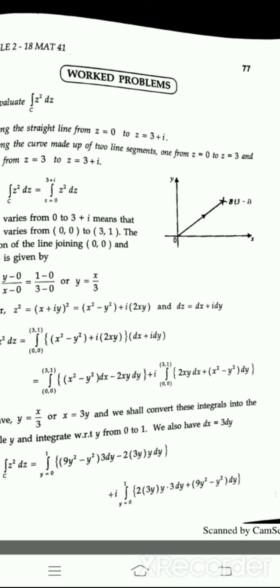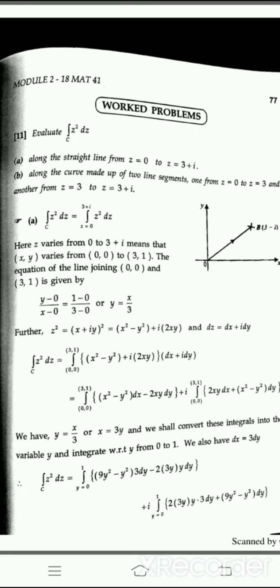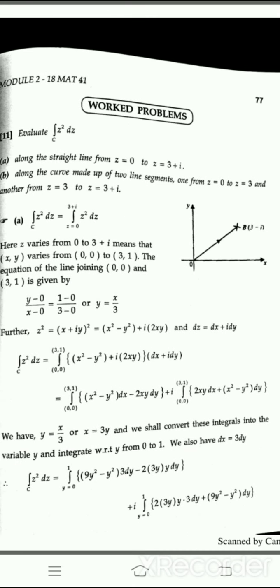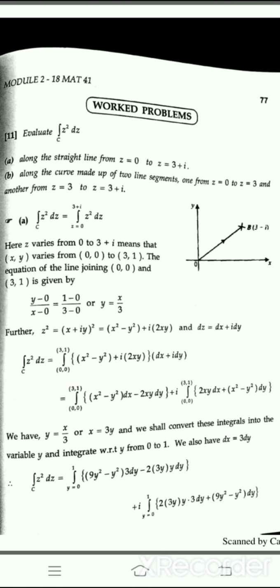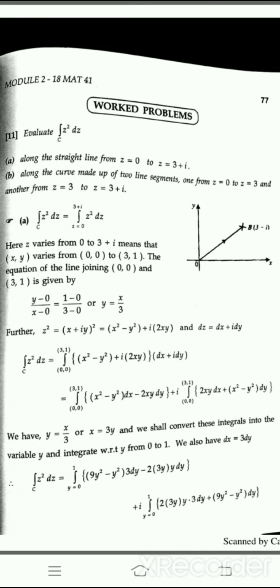By using integration, we have y equals x by 3, or x equals 3y. We shall convert these integrals into the variable y and integrate with respect to y from 0 to 1. We also have dx equals 3 into dy.